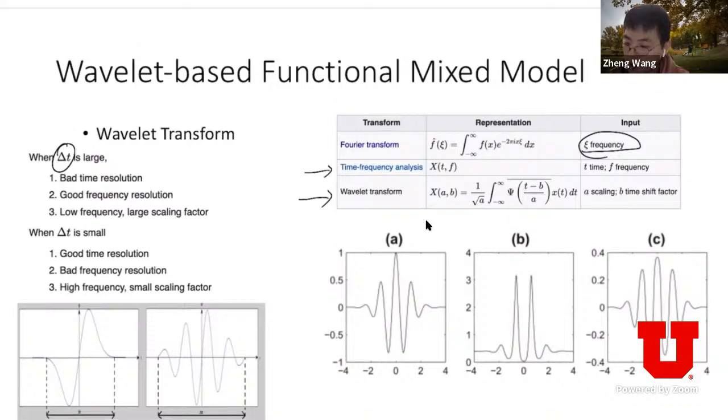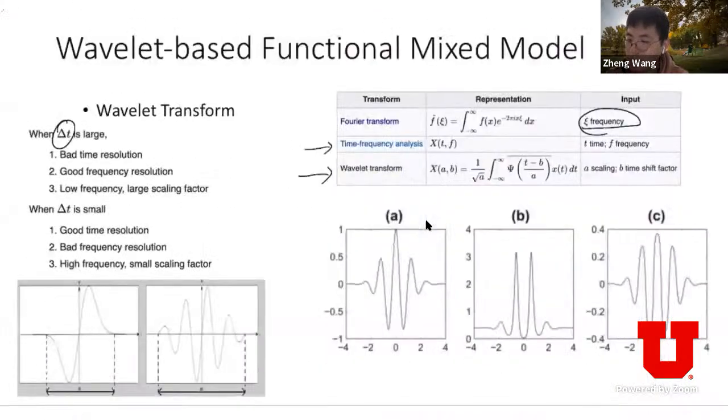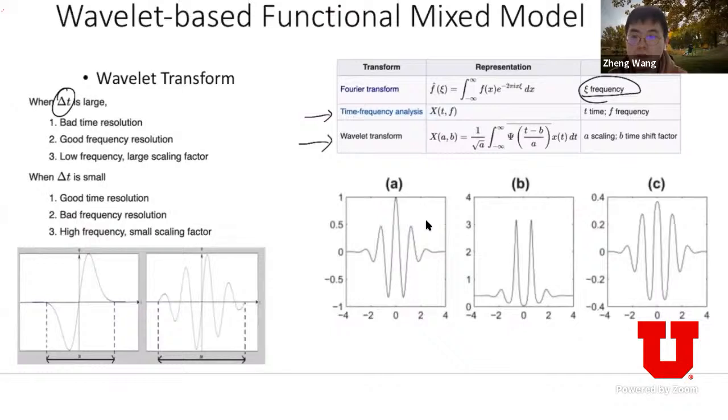By manipulating the scaling factor and the shifting factor, we can get a continuous transform, because here, although the j and k are integer valued numbers, after doing the binary dilation and the binary shifting, we can get a more continuous and more natural way to do the scaling and shifting. And A, B, C here are some examples of mother wavelets.